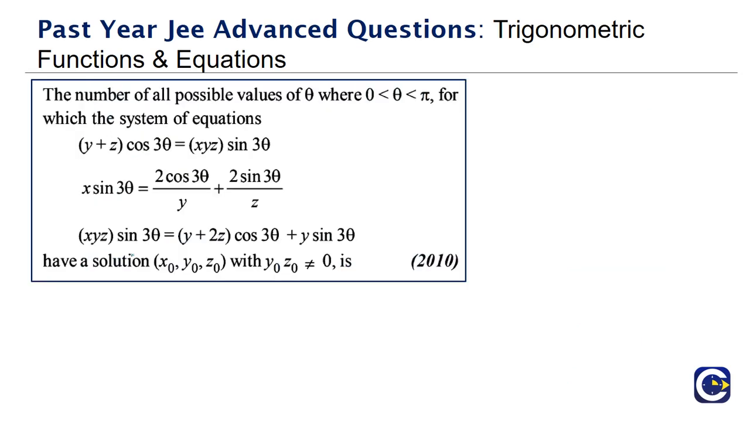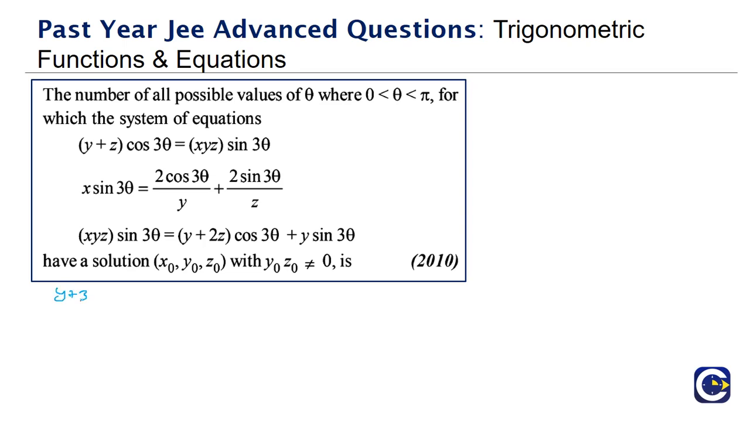Moving on to the next question. The number of all positive values of theta, where 0 is less than theta is less than pi, for which the system of equations y plus z into cos 3 theta is equal to xyz sin 3 theta, x sin 3 theta is equal to 2 cos 3 theta by y plus 2 sin 3 theta by z, and xyz sin 3 theta is equal to y plus 2z cos 3 theta plus y sin 3 theta, have solutions x0, y0, z0 with y0, z0 not equal to 0, is. This is an integer type question, so we should solve and get an integer value for this answer. First, they give the three equations.